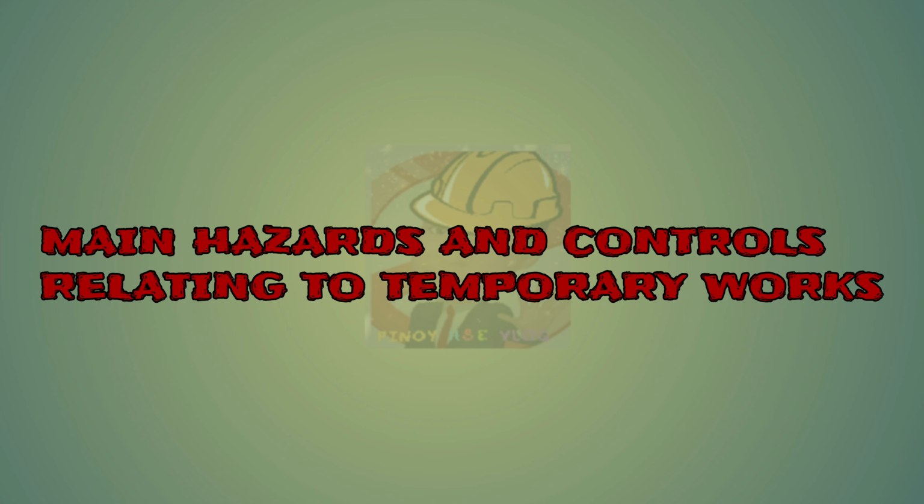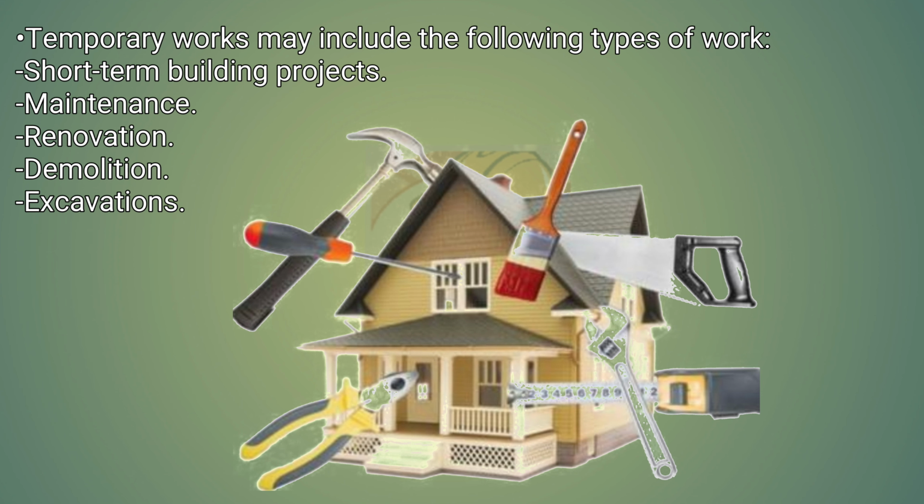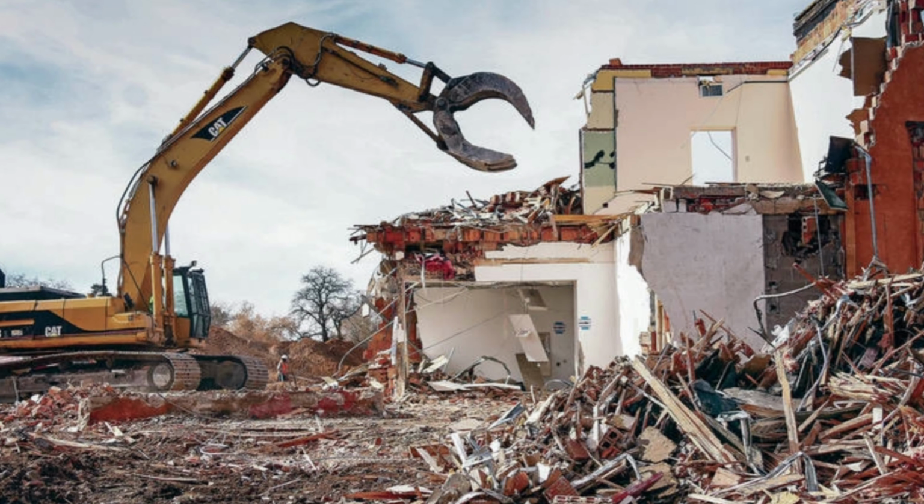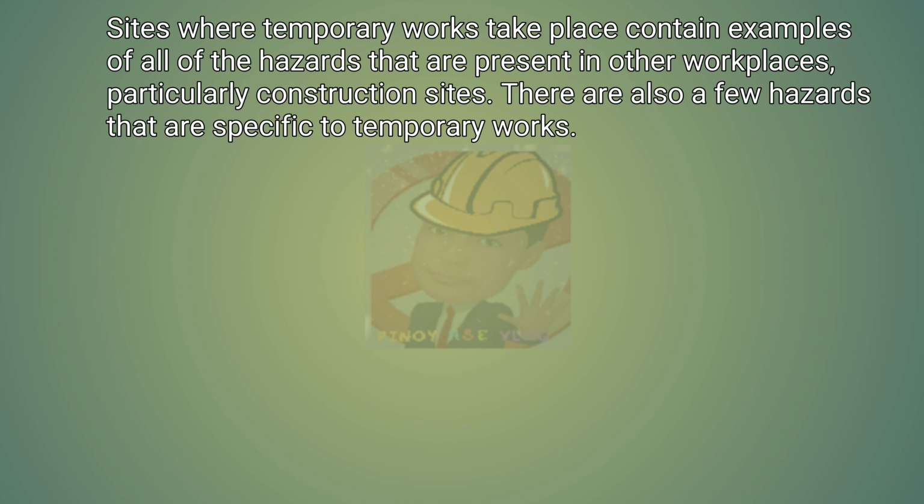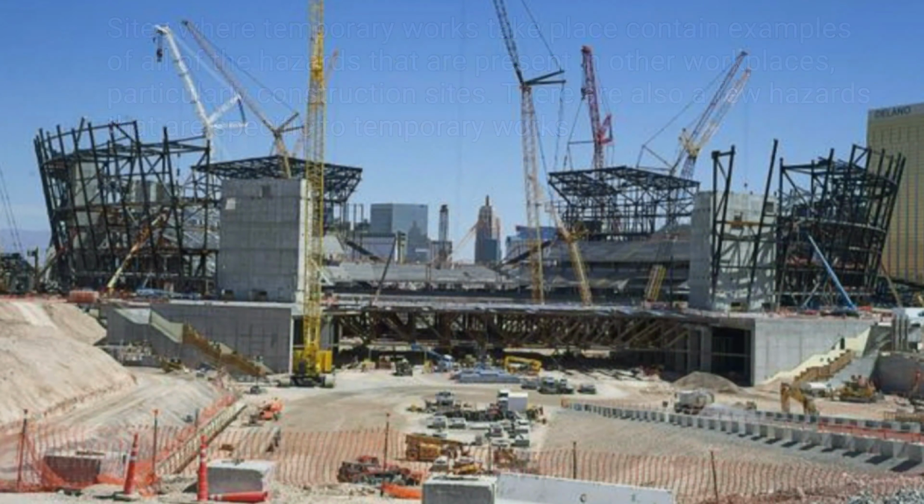Main hazards and controls relating to temporary works. Temporary works may include the following types of work: short-term building projects, maintenance, renovation, demolition, excavations. Sites where temporary works take place contain examples of all of the hazards that are present in other workplaces, particularly construction sites. There are also a few hazards that are specific to temporary works.